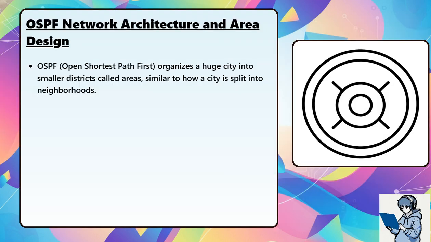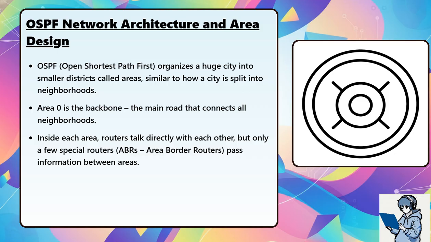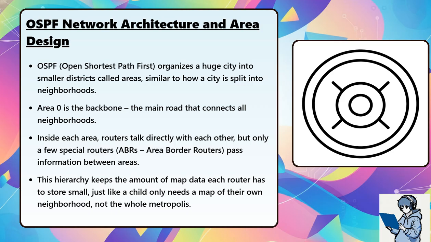OSPF, Open Shortest Path First, organizes a huge city into smaller districts called areas, similar to how a city is split into neighborhoods. Area 0 is the backbone, the main road that connects all neighborhoods. Inside each area, routers talk directly with each other, but only a few special routers, ABRs, area border routers, pass information between areas. This hierarchy keeps the amount of map data each router has to store small, just like a child only needs a map of their own neighborhood, not the whole metropolis.